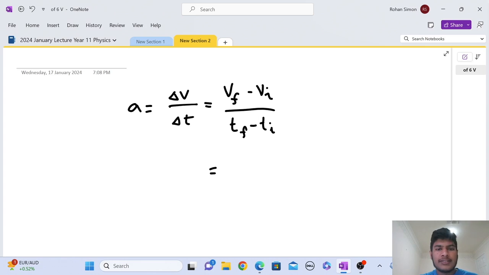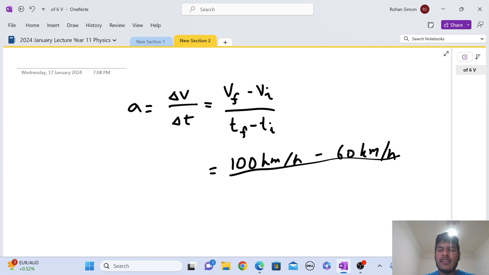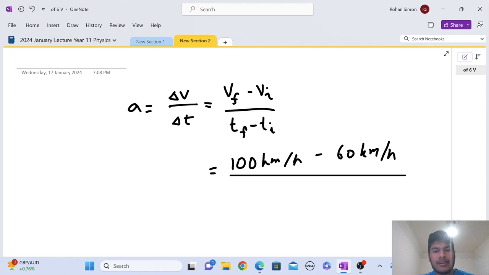So the final velocity is 100 kilometers per hour. That's how fast the person gets up to. And the initial velocity was 60 kilometers per hour. That's how fast the person was initially traveling in that car. And then t final minus t initial is how long it takes. Let's say it takes 10 seconds. No, I think it's probably closer to, let's say, 7 seconds, right?